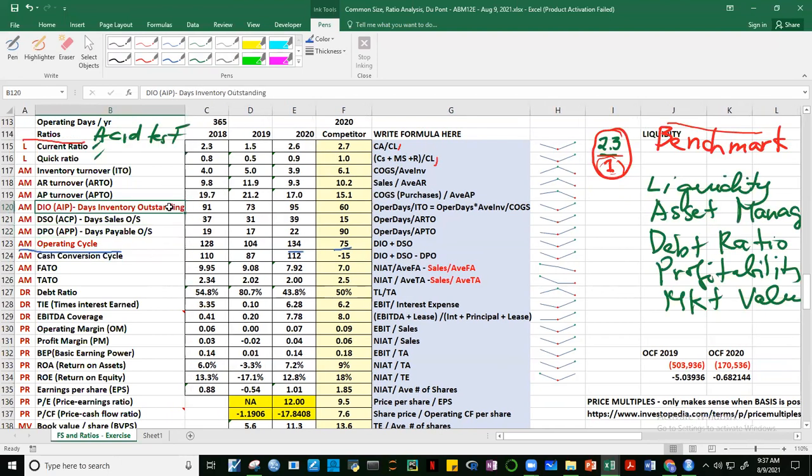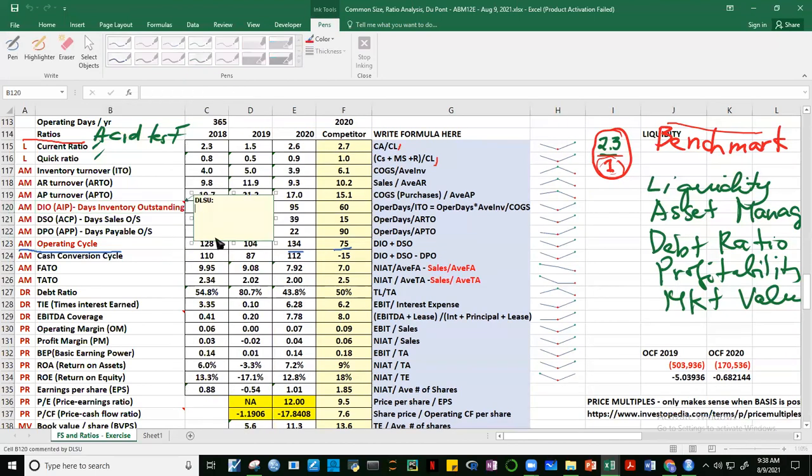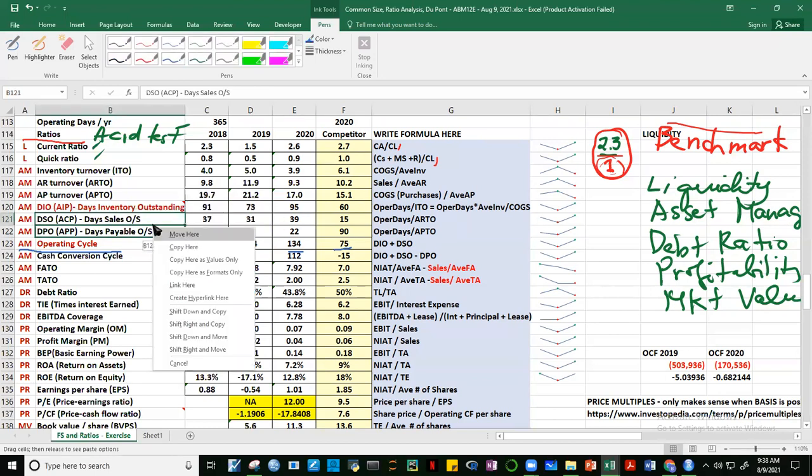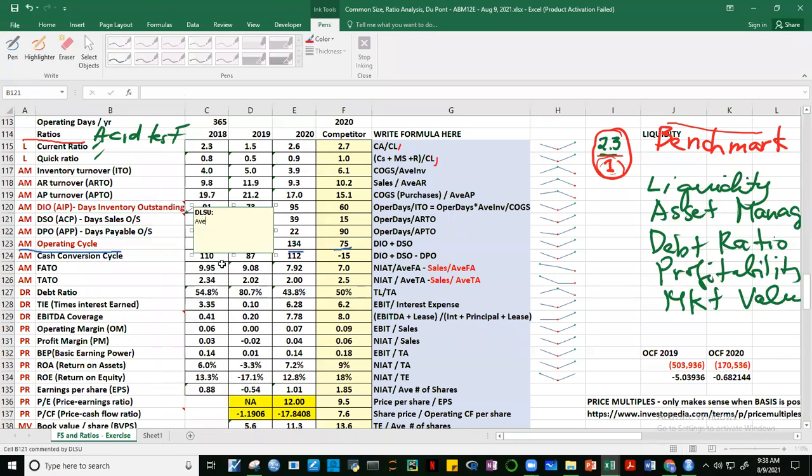Thank you, sir. Okay, let me insert a comment here: days average inventory, average collection period, average payment period. Right, so those are our definitions of DIO, DSO, and DPO.